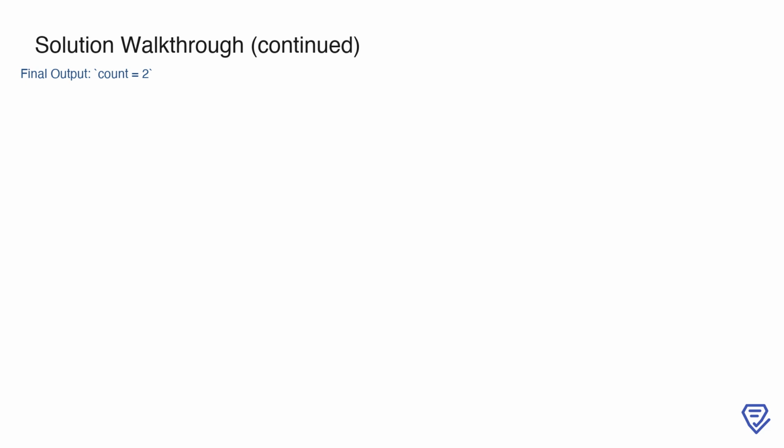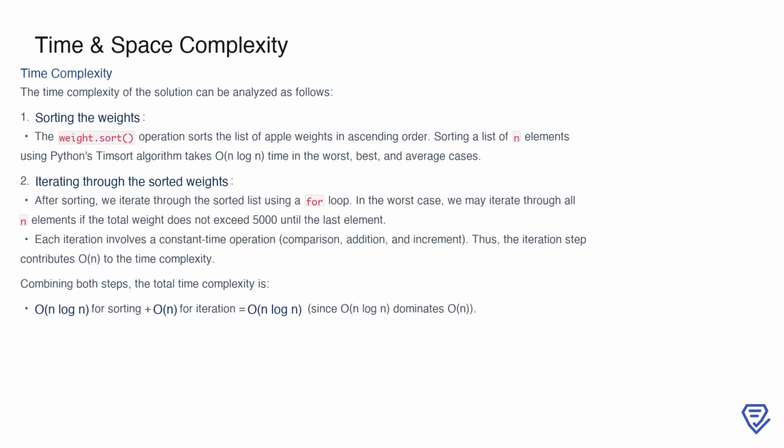By sorting the weights and iterating through them in ascending order, we ensure that we maximize the number of apples that can fit within the given limit, as demonstrated in all 3 examples. To analyze the time complexity of this solution, we start with the sorting step. When we sort the list of apple weights using Python's timsort algorithm, the time complexity is O(n log n), where n is the number of elements in the list. This is because timsort is highly efficient and guarantees this performance across all cases: best, worst, and average.